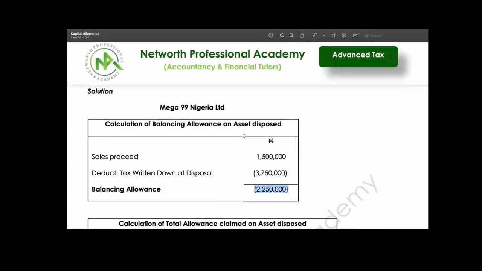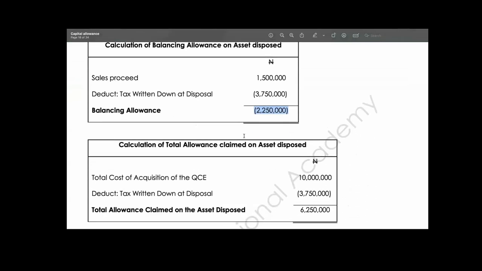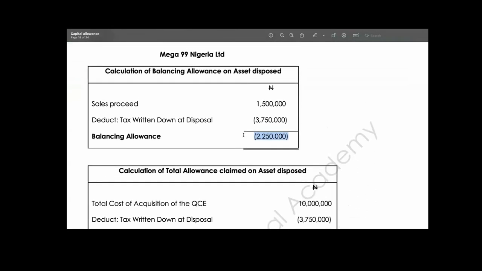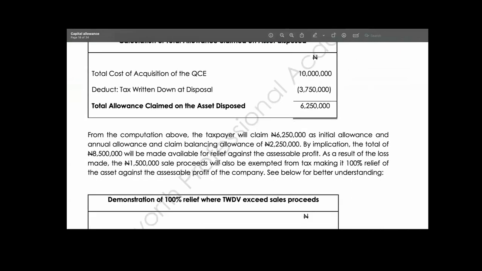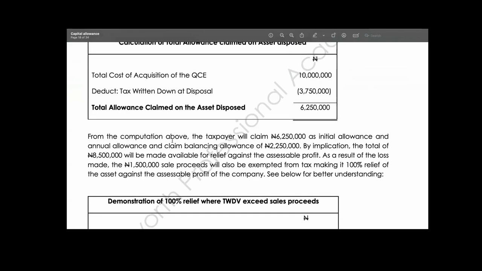And don't forget that we said when a taxpayer incurs qualifying capital expenditure and they have balancing allowance, the balancing allowance shall constitute additional allowance on behalf of the taxpayer. So let's look at it. From the foregoing computation, the taxpayer will claim 6.5 million as initial allowance and annual allowance, and also claim 2,250 as annual allowance, as balancing allowance. By implication, the total allowance claimed will be made available for relief against the profits.